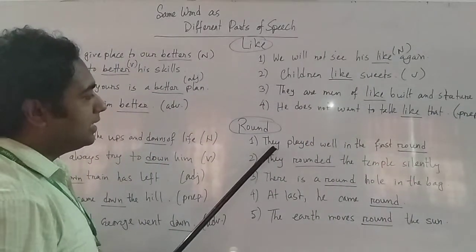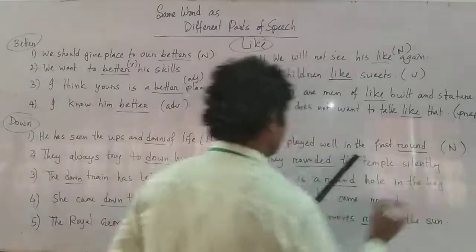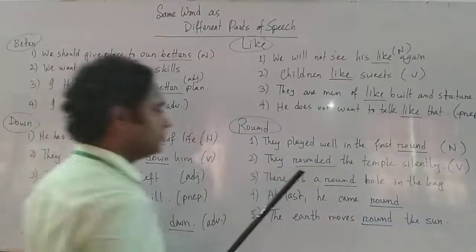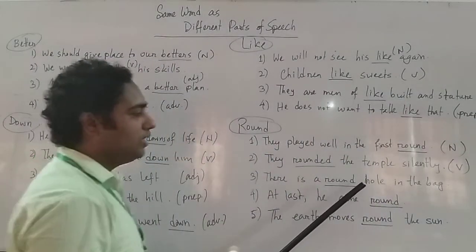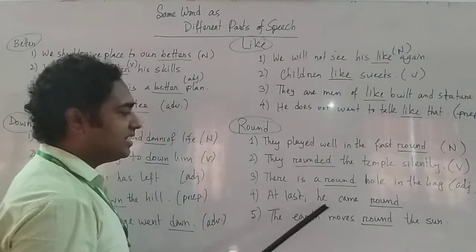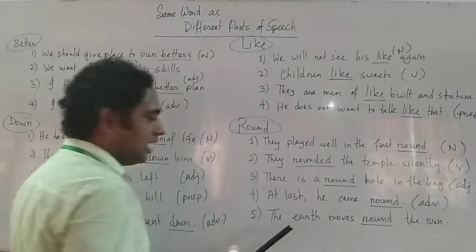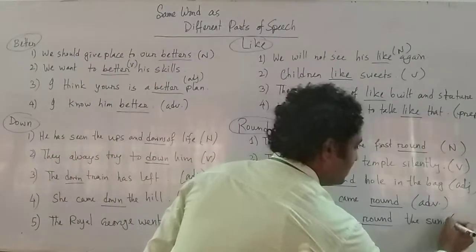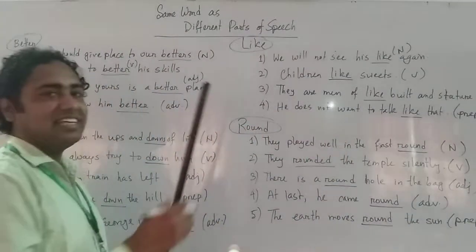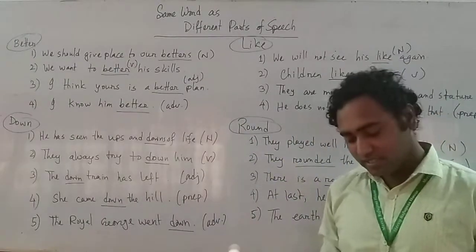Then, they played well in the first round. This is noun. They rounded the temple silently. This is verb. There is a round hole in the back. This is adjective. At last he came round. This is adverb. Dark moves round the sun. This is adjective.